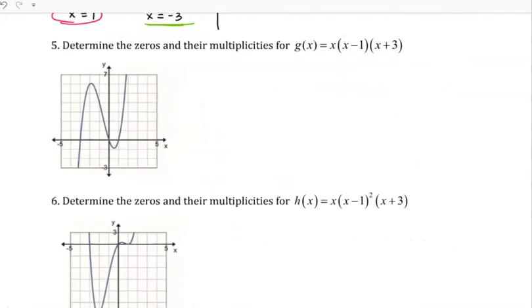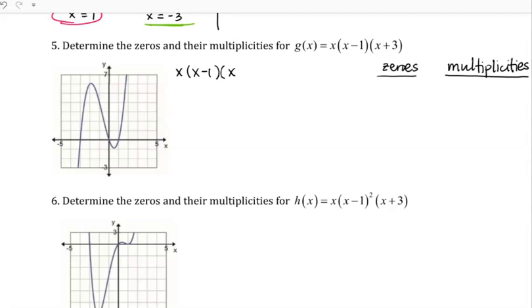In example 5, we want to do the same thing. We want to find the zeros and the multiplicities. I'm going to start off the same way we did in the previous example and set the entire function g of x equal to 0. That's what zeros are. They are the numbers that when we plug them in, we would get 0 out. To solve this, I'm going to set each factor equal to 0.